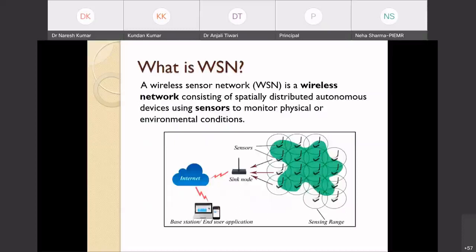So this is a brief of what a wireless sensor network is, which you are already familiar with. A wireless sensor network consists of spatially distributed autonomous devices that use sensors to monitor physical or environmental conditions. These are the sensors shown here, and they give this data to the sink node, and then through the internet or some medium it goes to the base station and user application. So this is the basic overview. I think all persons familiar with electronics and computer science are already familiar with this.